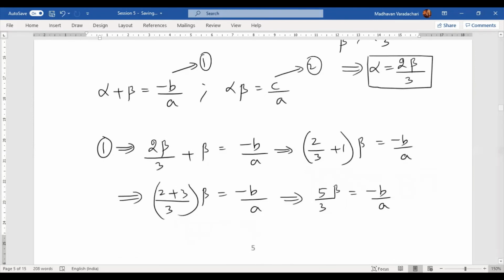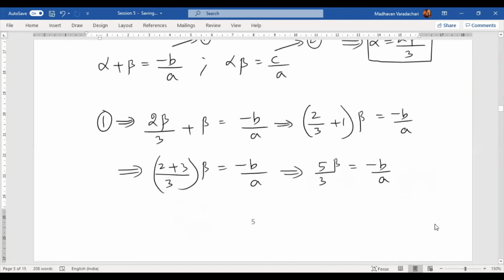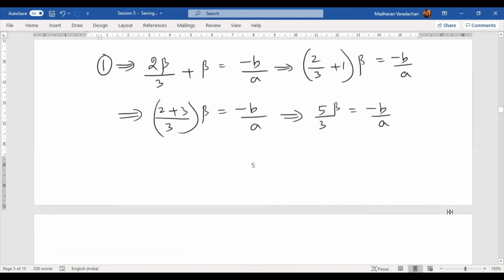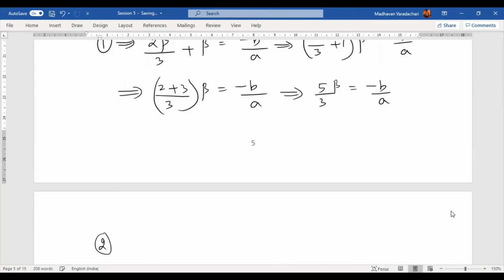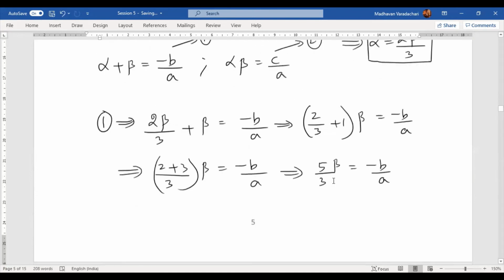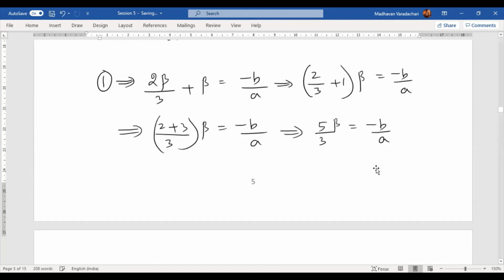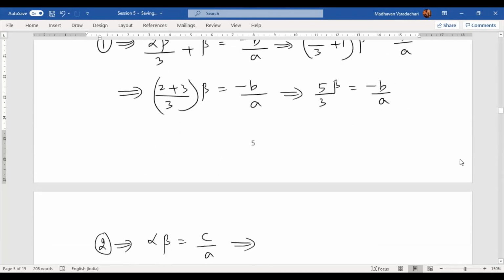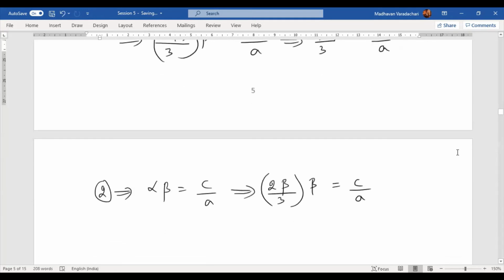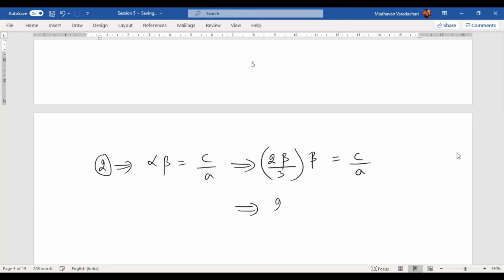Right. This is one part. Let's keep this. Now coming to the second equation. What is our second equation? Alpha beta is c by a. What is alpha? Alpha is 2 beta by 3. So 2 times beta by 3 times beta is c by a. So I can rewrite it as 2 times beta square by 3 is equal to c by a.